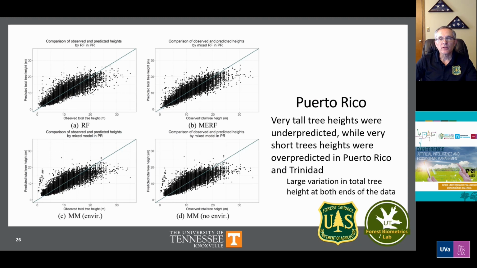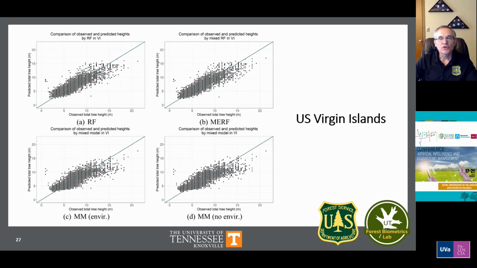Here are graphs of predicted versus observed height for the different islands. Very tall tree heights were underpredicted, while very short tree heights were overpredicted in Puerto Rico and Trinidad. This was probably due to the large variation in total tree height at both ends of the data, which may result in biased prediction. Moving to the US Virgin Islands, generally the predicted heights were closer to the observed heights than in the other islands.